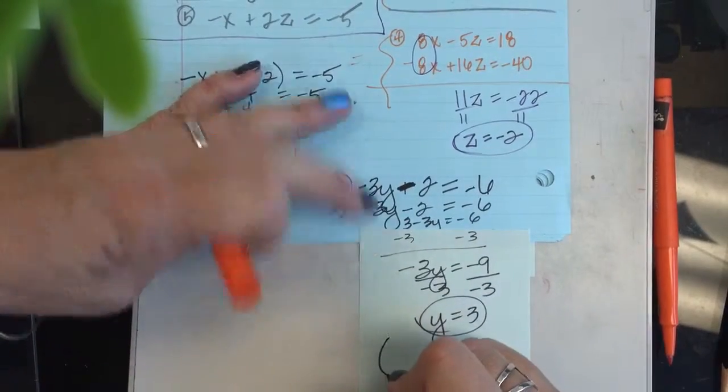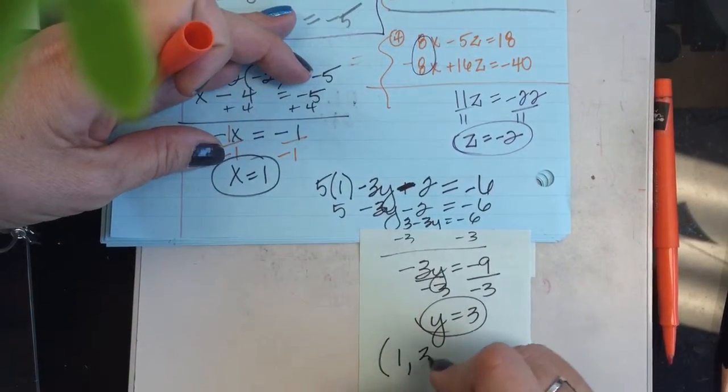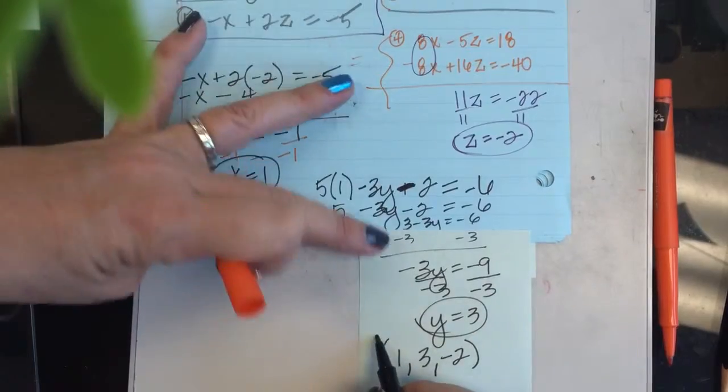So my solution to this system is x, y, z equals 1, 3, negative 2.